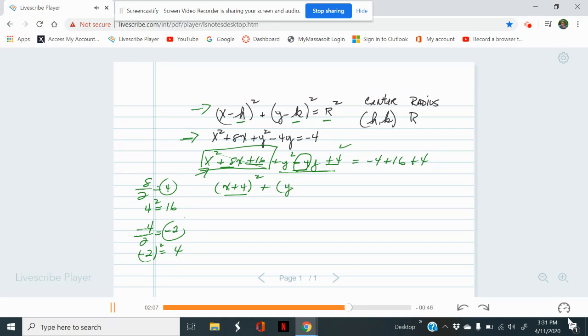Now, y, this is a minus now. Half of a negative 4 divided by 2 was a negative 2. And if I square that, I'll get back this trinomial. The 4's cancel out, leaving me 16.